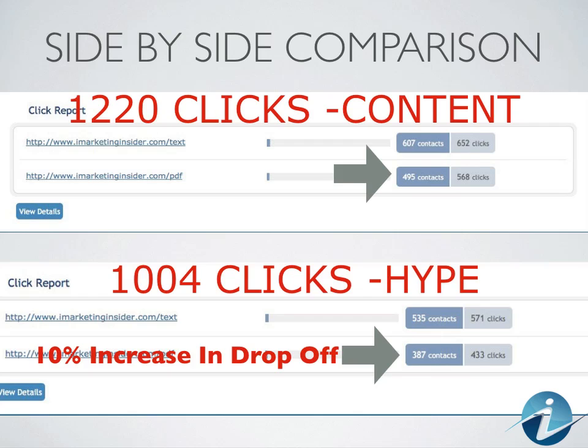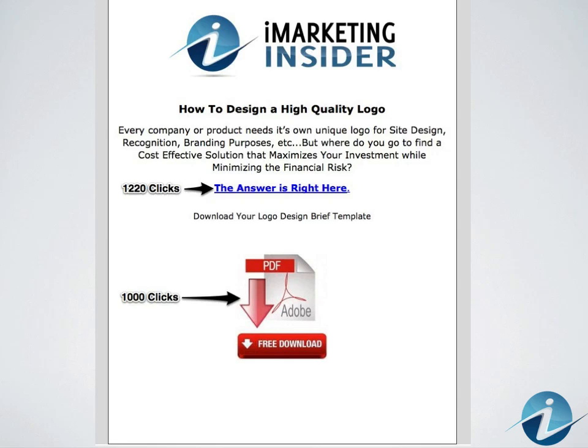So, it's kind of a mathematical thing, I should have put it differently here, but basically there's a larger drop off on the hype email from people that actually paid more attention and clicked through. So what email did they click on? This may look familiar to you.